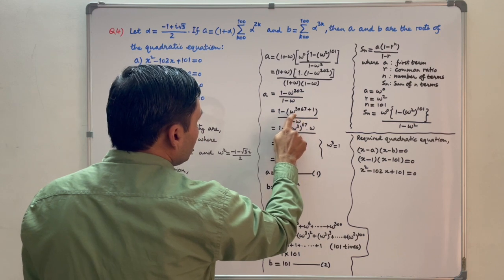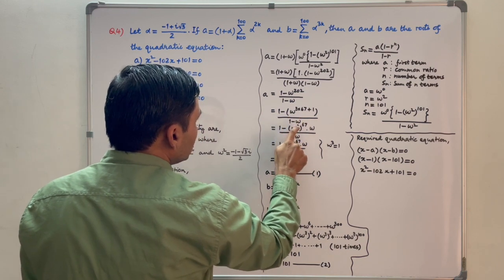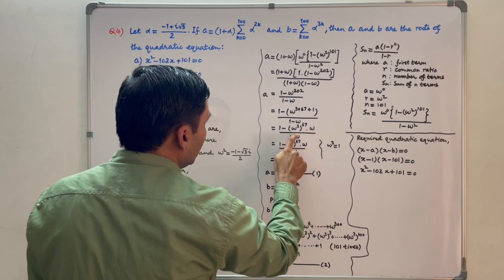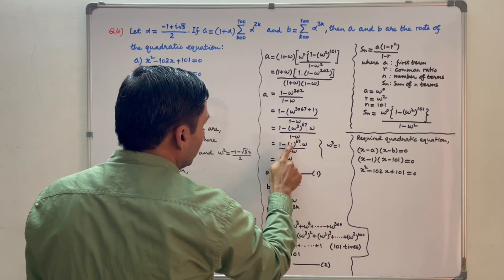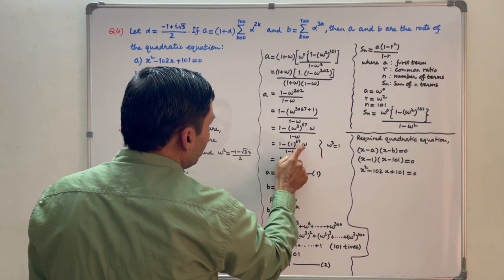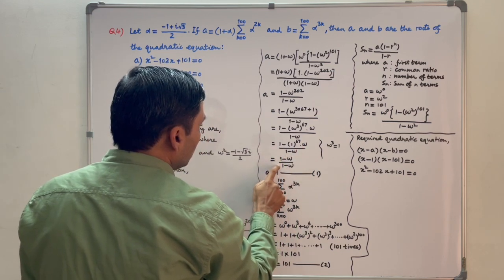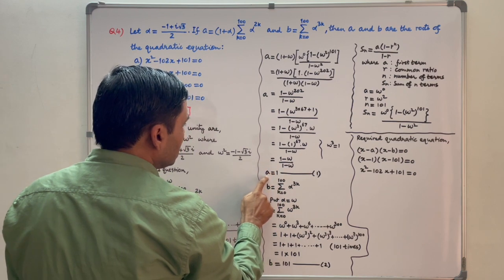So omega to power 202 can be written as omega to power 3 to power 67 into omega. Omega cube is equal to 1, so this part is omega. Numerator is 1 minus omega and denominator is also 1 minus omega. So A is equal to 1.